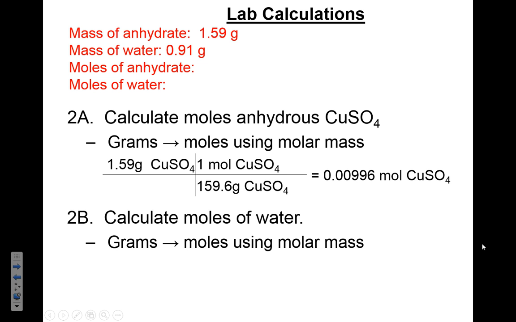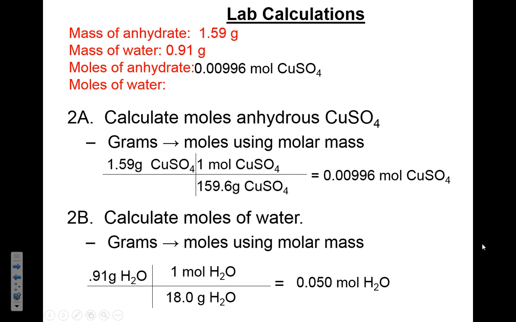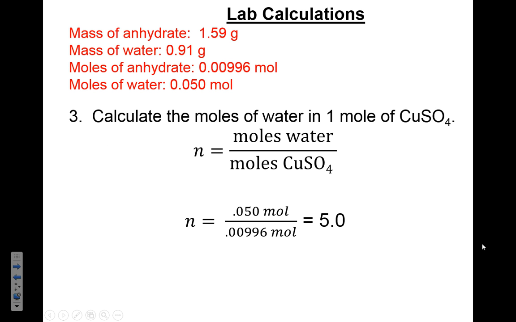Then we do the same thing for water. We knew that the water was 0.91 grams of water. If we divide that by water's molar mass, 18.0, we get how many moles of water we've got. So now we know the moles of anhydrate and the moles of water. Now notice the moles of water is bigger. That would make sense because water is some multiple of the anhydrate.